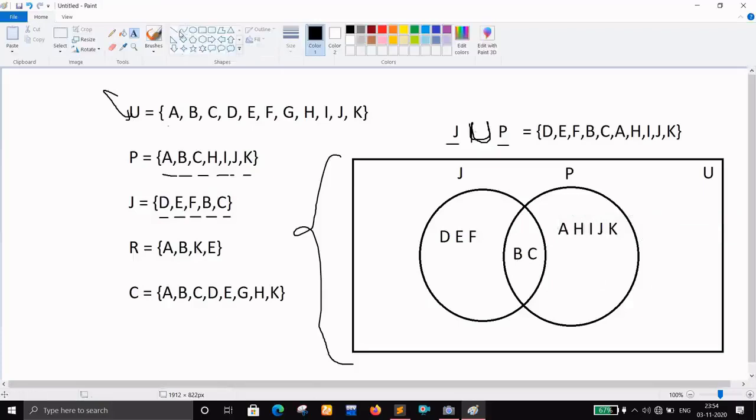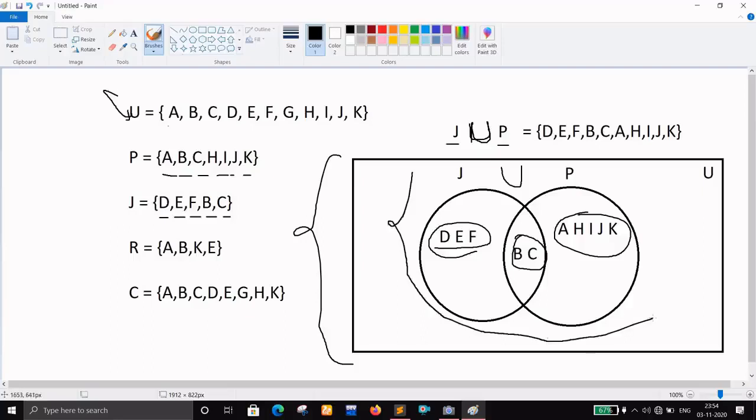So now, I take J union P. That means I combine all of these. So in here, J has D, E, F, which is unique. P has A, H, I, J, K, which is unique, but both of them have a common thing, B and C, right? And we take the whole thing over here. Since we take the whole thing, we write the common portion only once, no repetition is allowed. So we write the common elements only once. But we take the whole. We take D, E, F, B, C, A, H, I, J, K. You can verify this with this. That is called union. We take unique elements as well as common elements.